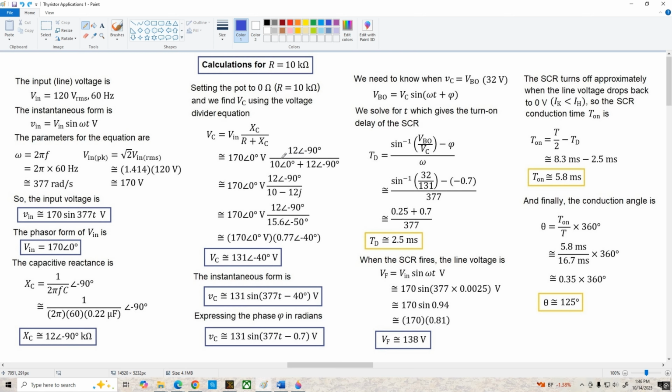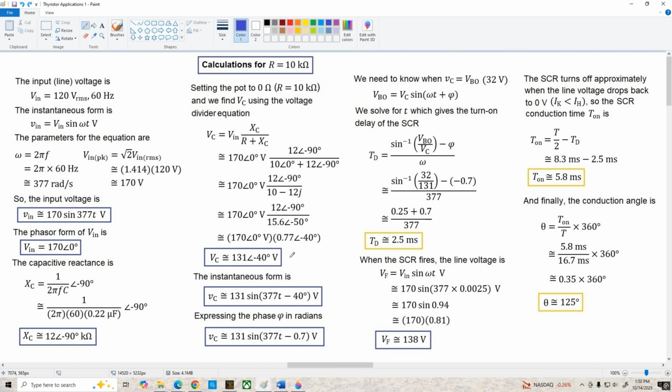So we've got a little bit of coordinate conversion going on here, nothing really too complicated. And in the end, we end up with a capacitor voltage of 131 at negative 40 degrees volts. We could also do this by applying filter analysis equations, but I figured I'll just stick with regular circuit analysis, with the voltage divider, and go from there.